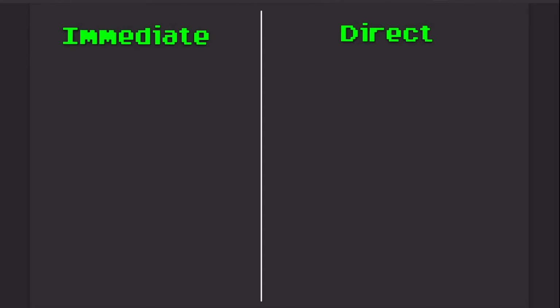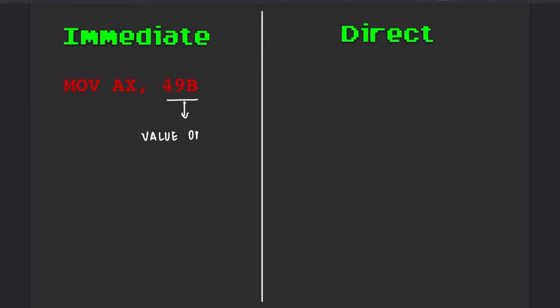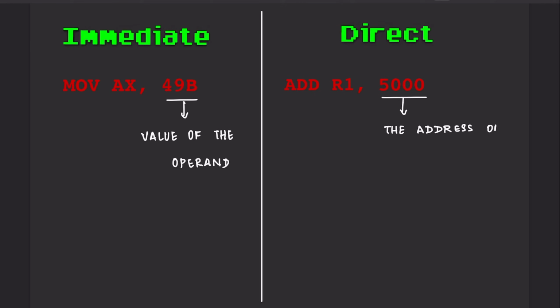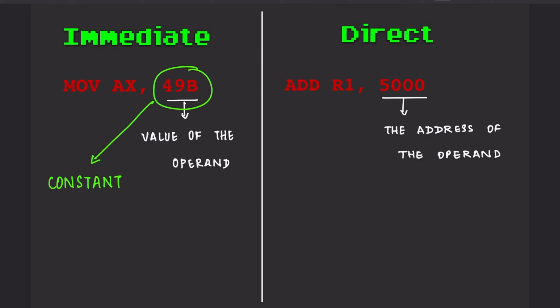To recall, in immediate addressing mode, the value of the operand, say 49B, is specified in the instruction. In direct addressing mode, the address but not the value of the operand is specified in the instruction. In immediate addressing mode, the operand's value is a constant as it is specified in the instruction itself. In direct addressing mode, the CPU goes to the address and finds the value of the operand.